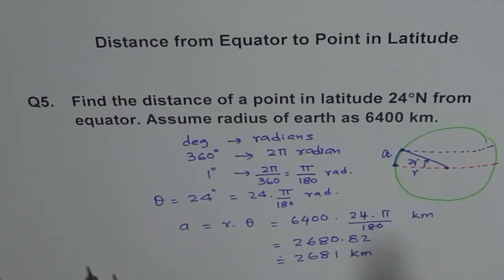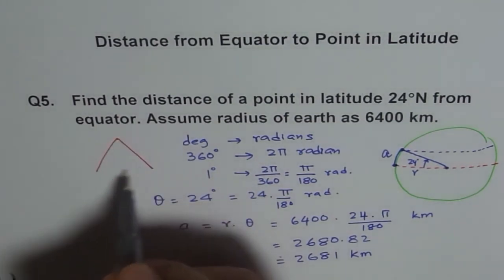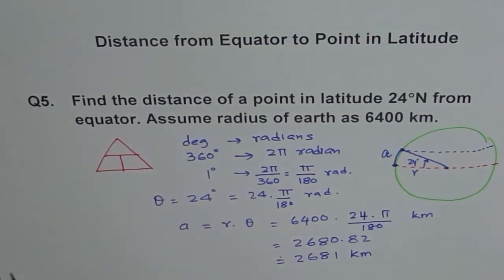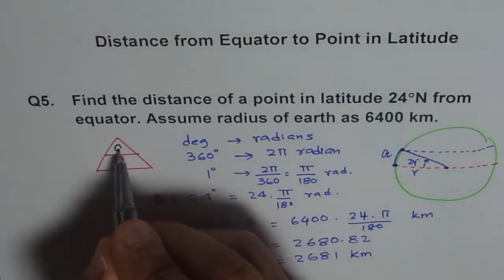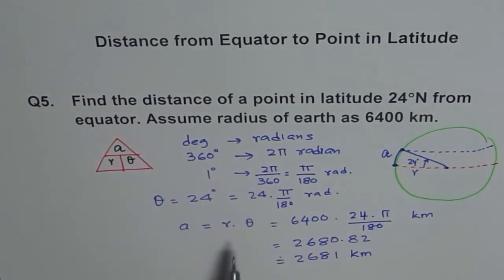I hope you understand the method. The method was just to use the simple relationship A equals r theta. You remember that triangle? Let me draw it here again. This is very useful. I'm drawing it again and again in all my examples so that you remember A equals r theta. And that's what we used here. I hope it helps you to solve similar problems.